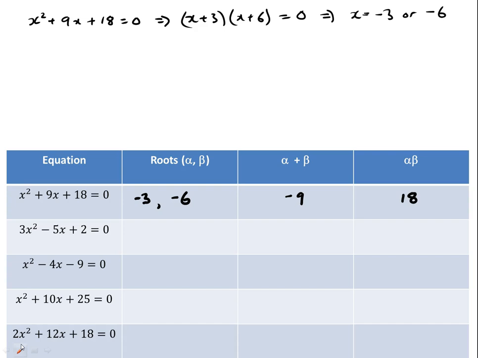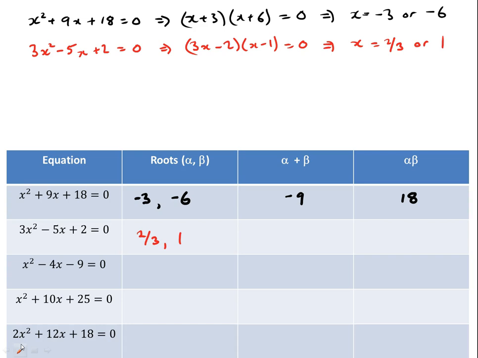The equation 3x squared minus 5x plus 2 equals 0 will also factorise as 3x minus 2 times x minus 1 equals 0. So I've got solutions of x equals 2/3 or x equals 1. So the roots are 2/3 and 1. The sum of the roots is 2/3 add 1, which is 5/3. The product of the two roots is 2/3 times 1, which is 2/3.